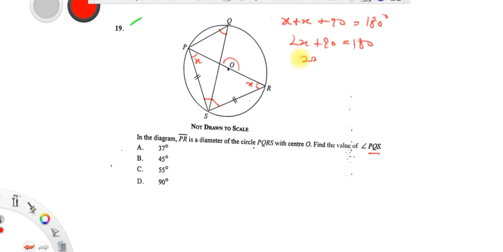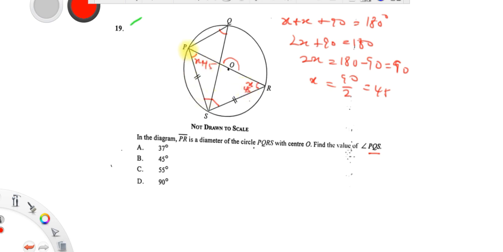So 2x is equal to 180 minus what? Minus 90, which is what? 90 degrees. So if you have 1x, divide 2 by 2, 90 over 2, which is equal to what? 45, guys. So this is 45 degrees, and this is also 45.